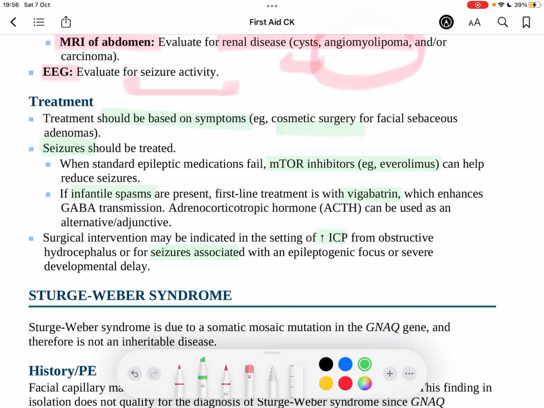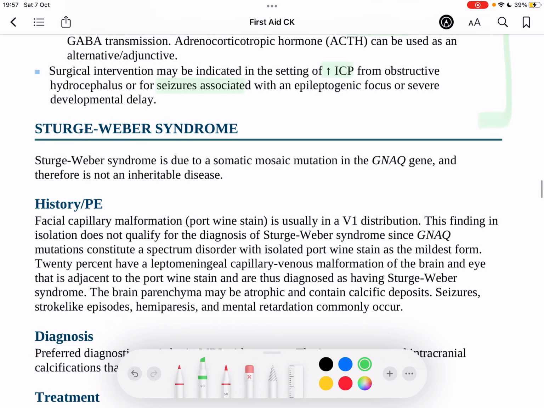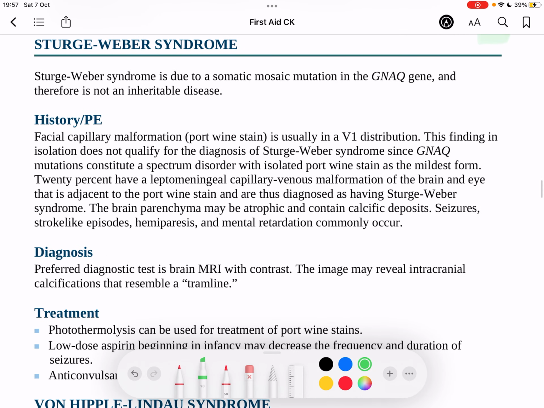You're very rarely going to get questions on this. It's usually going to be questions based on presentation, diagnosis, what examinations to do, but it's really good, especially if you want to go into neurology or pediatrics, to know the treatment and the management of TS. Great, and let's move on now to Sturge-Weber syndrome.